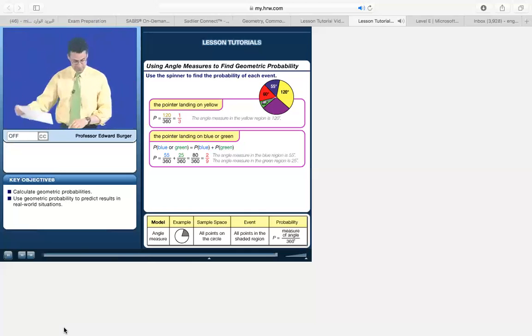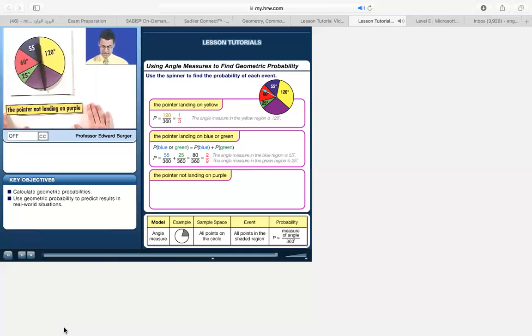All right, let's find one last probability. Let's find the probability that the pointer is not landing on purple. Well, the way to do this is to realize that we could look at the opposite question, because the probability of not purple equals 1 minus the probability of purple.